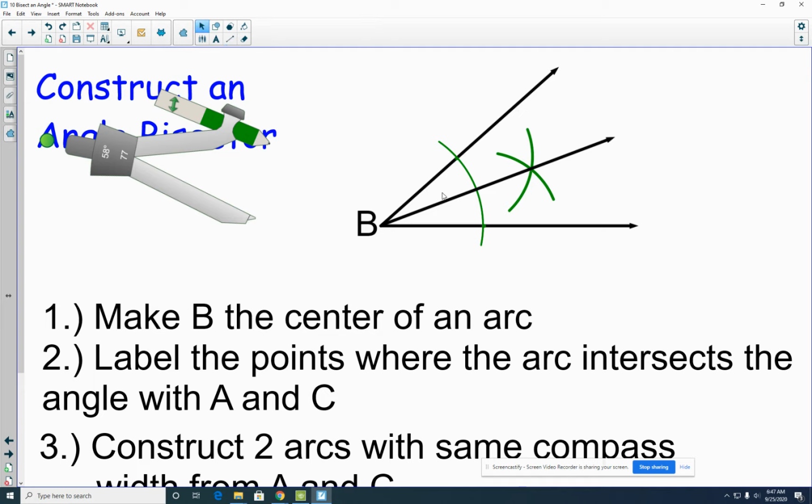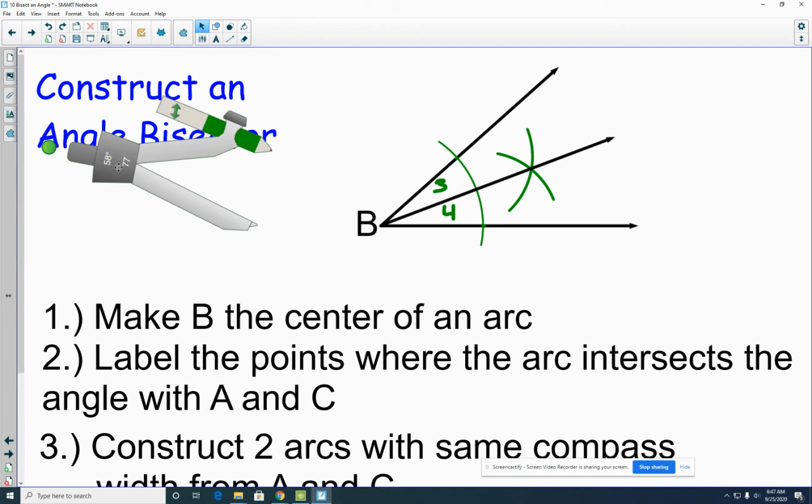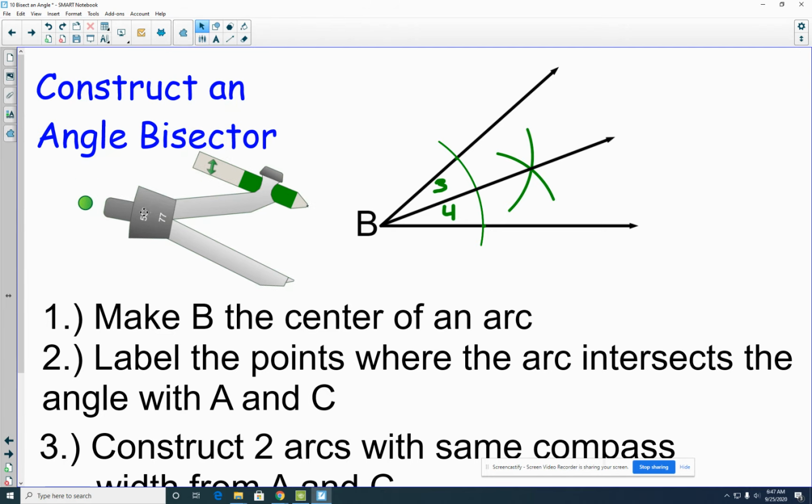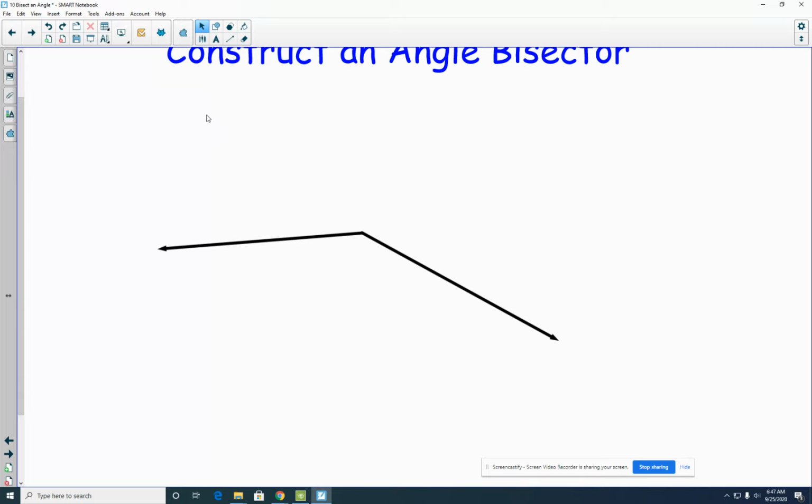So now we know that these 2 angles are actually equal. So if I were to put a little 3 and a little 4, I now know that these 2 angles are equal in measure, or these 2 angles are congruent. If 2 things are equal in measure, they're also congruent. Okay, so why don't you try this here, reconstructed angle bisector.